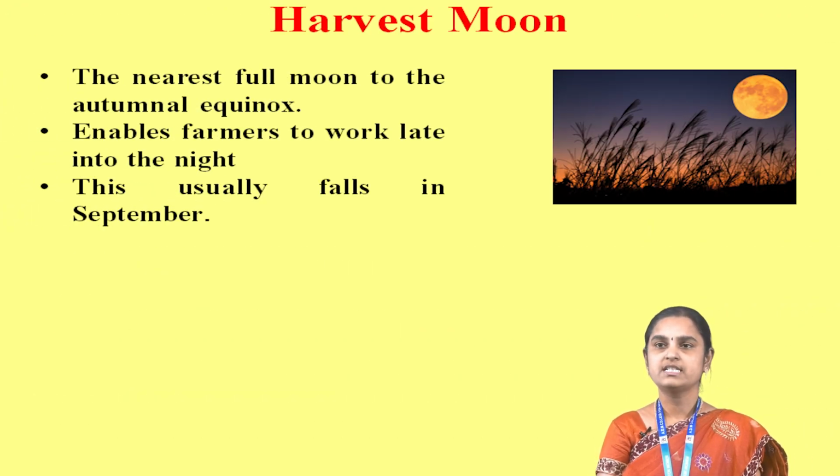So now we are going to see what is harvest moon. We can see some interesting facts about how the moon is helpful to farmers. The harvest moon is one of the most familiar moon names and refers to the nearest full moon to the autumnal equinox. The light of the harvest moon enables the farmers to work late in the night time, helping them to bring in the crops from the fields. This usually happens in the month of September.